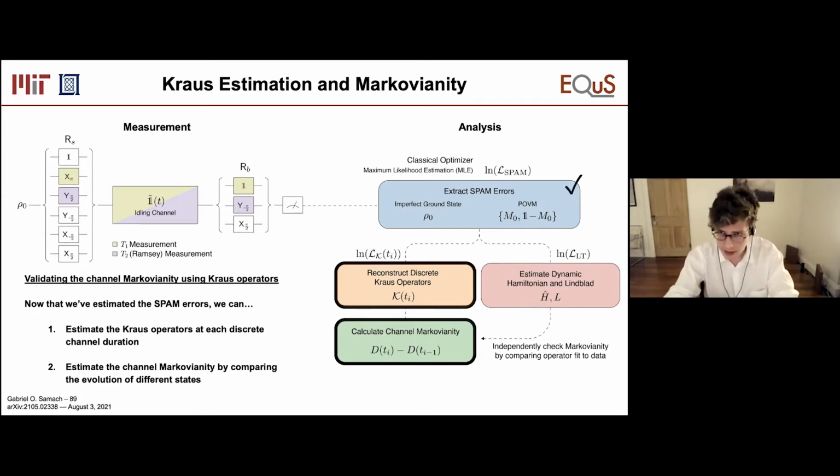Once we've laid that foundation, we can move on to answering an important question. Before we characterize the Lindbladian of the system, we need assurance that the system is Markovian and can be described by a Lindbladian. So next up, we're going to validate the channel Markovianity using Kraus operators. This entails estimation of the Kraus operators at each discrete channel duration, and then estimating the channel Markovianity by computing and comparing the evolution of different initial states.